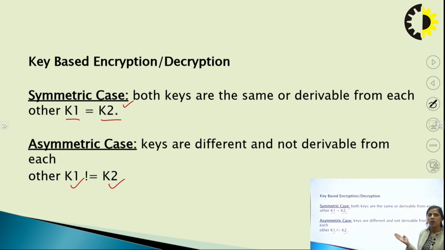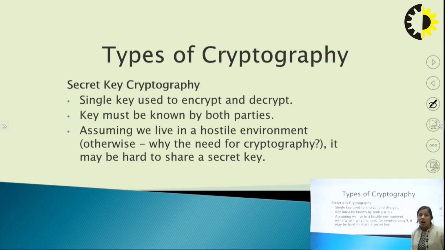So in encryption and decryption, if the keys are the same, this is symmetric. If the keys are different, then it is the asymmetric case. According to that only, we are dividing cryptography into two types, symmetric and asymmetric. The symmetric case we call secret key cryptography.